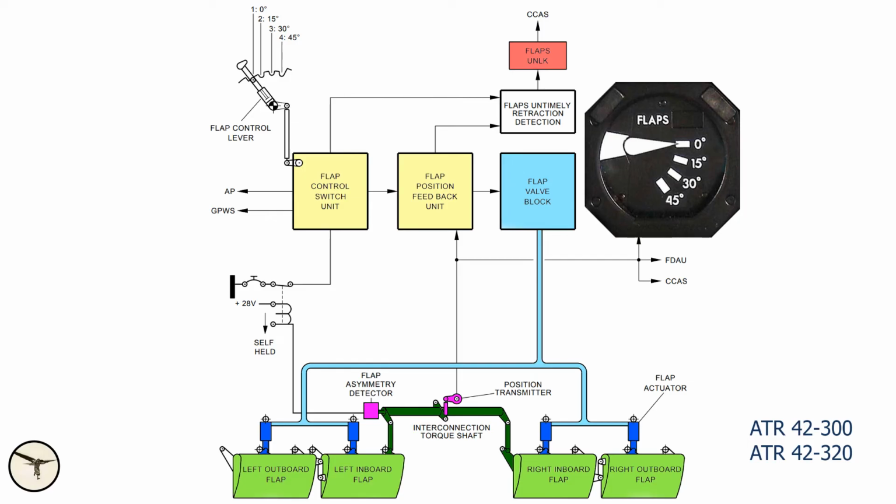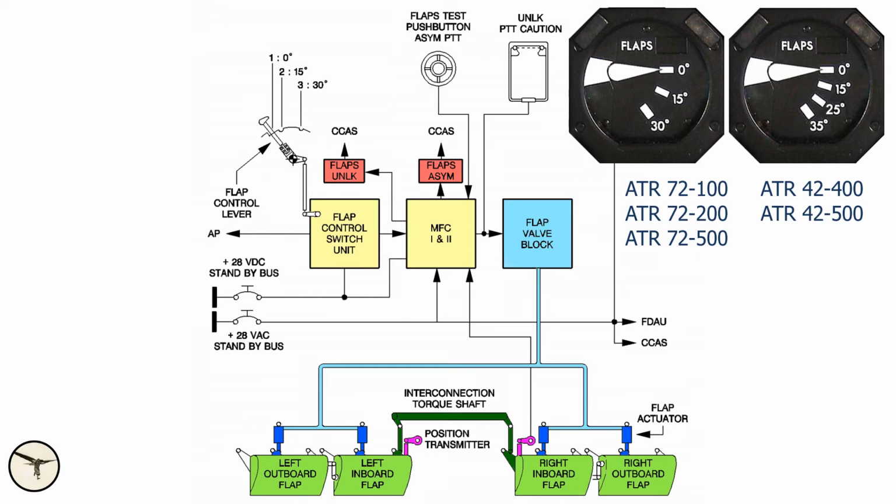On the 42-300 and 320, the flaps indicator shows the position of the interconnection torque shaft between the left and right flaps. On all other ATR variants with EFIS cockpit, the flaps indicator shows the position of the right-hand flaps. A blue extension flag indicates that the flap valve block is commanding flaps extension. If the flag doesn't go away, then there is a hydraulic leak in the flap system.